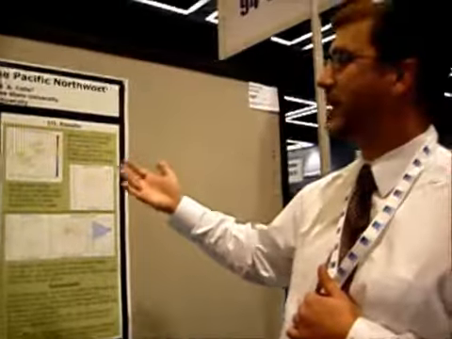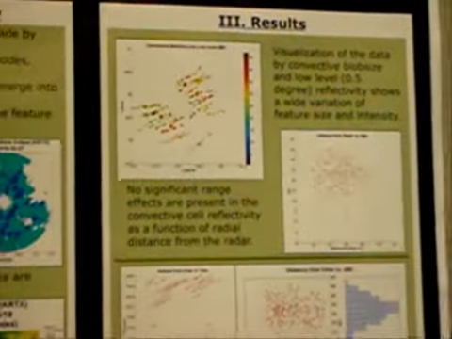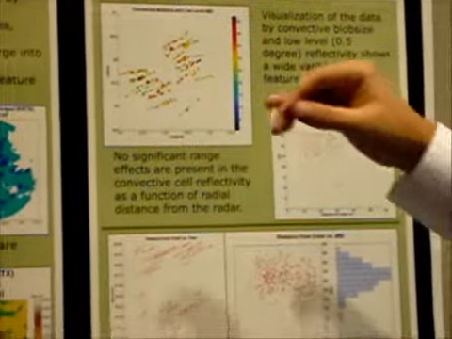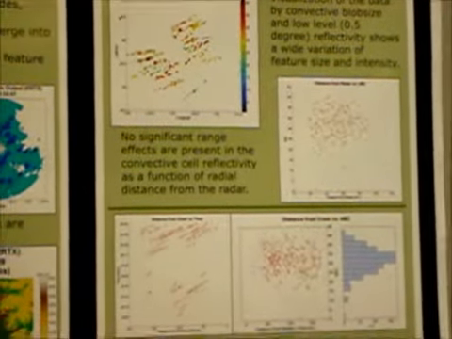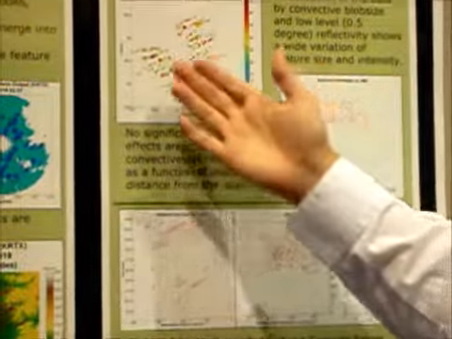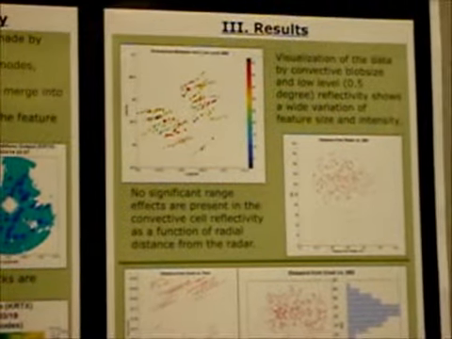To better visualize the data, here's a map, longitude and latitude. Here represents how big the convective cell is, and the color represents its intensity, its low-level reflectivity. We see there's no specific area of enhancement of size and/or low-level intensity.